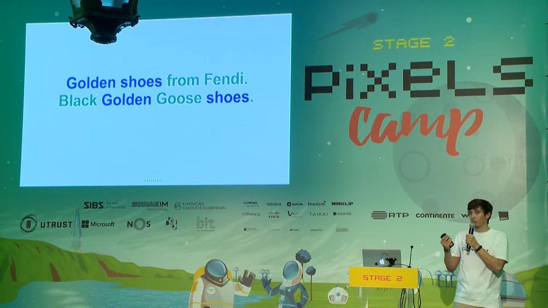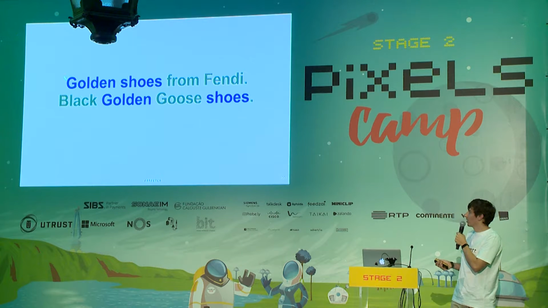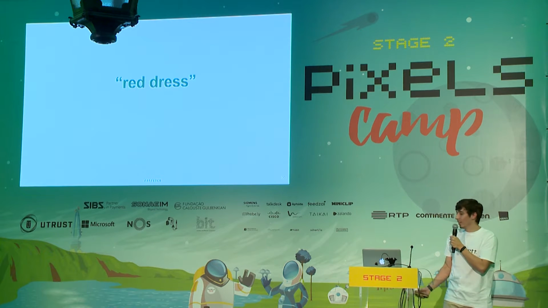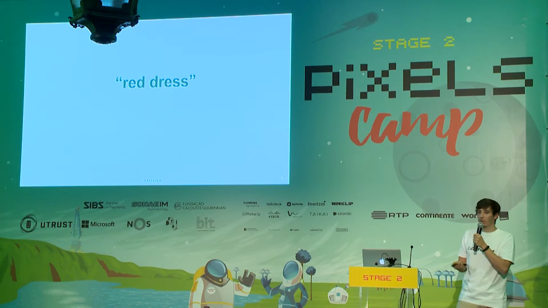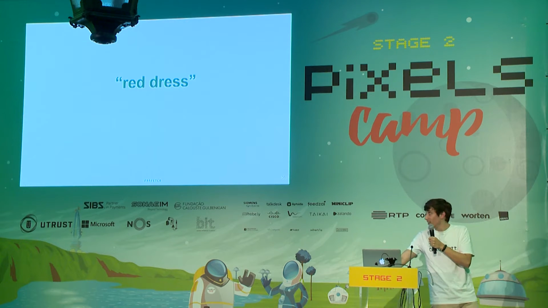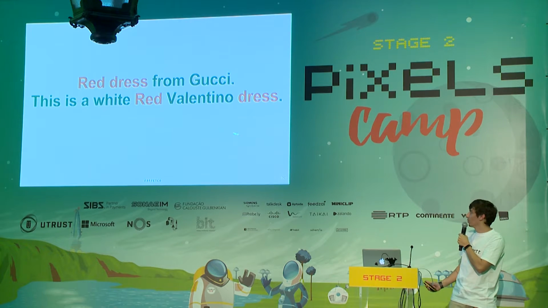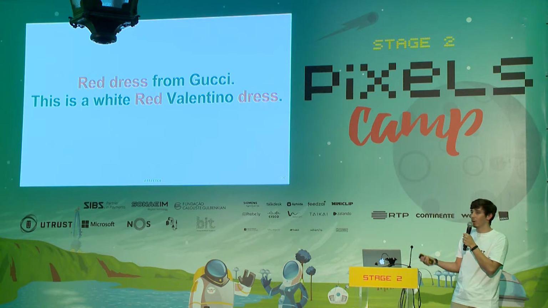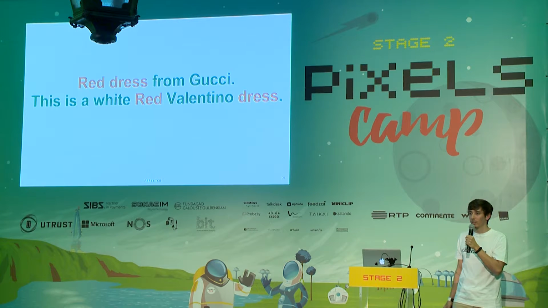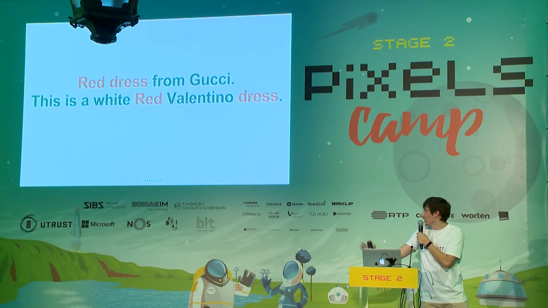And as this type of things, you have a lot of ambiguities in search. For example, you could want golden shoes from Fendi, and in this case, you know that golden is a color. And in this context, Golden Goose is a brand, so I want something black from Golden Goose. And even with really simple queries like red dress, you may have, I want a red dress from Gucci, or I may want a red Valentino dress. And if you preprocess it only, you would end up with pretty similar results, when in one case red is a color and the other is a brand.